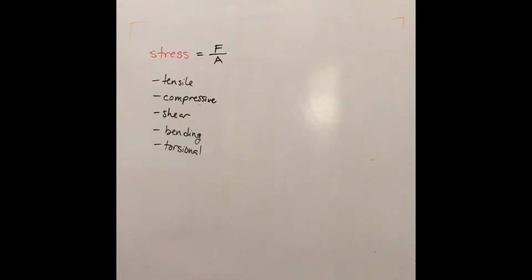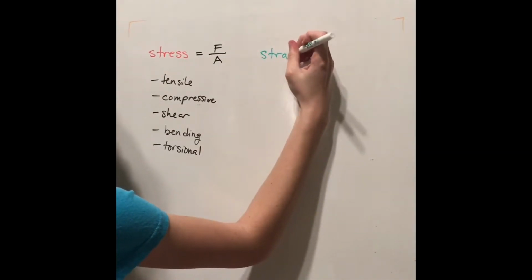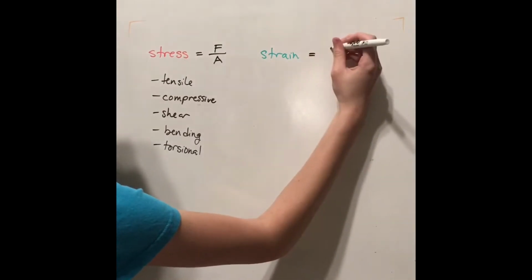Strain is the response of a system when stress is applied. It is the amount of deformation the object experiences after the stress is applied. It can be calculated using the equation strain equals change in length divided by the original length.